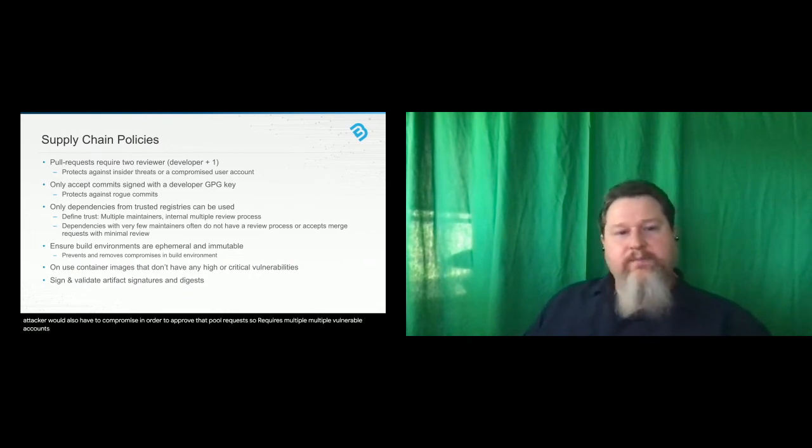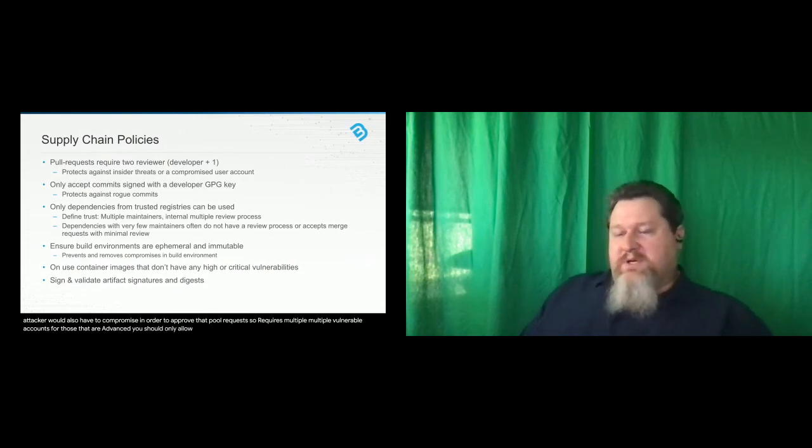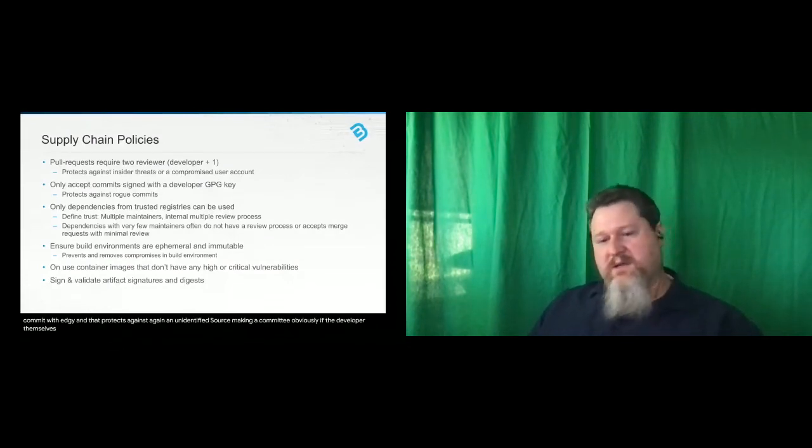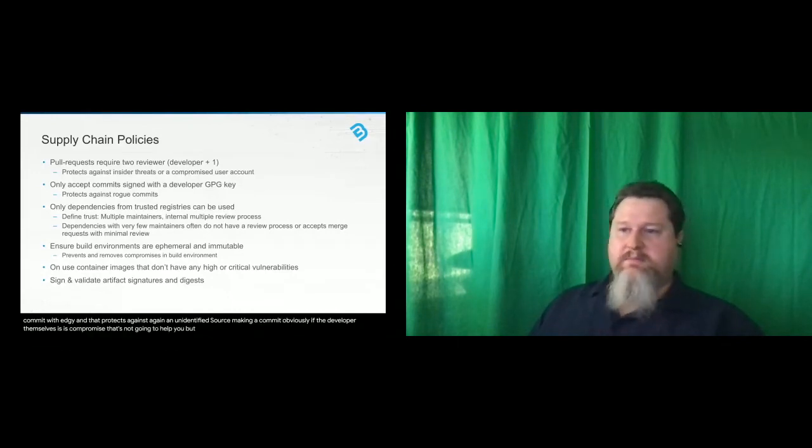vulnerable accounts. For those that are advanced, you should only allow or accept commits from developers that have signed that code commit with a GPG key, and that protects against, again, an unidentified source making a commit. Obviously, if the developer themselves is compromised, that's not going to help you, but you do want to start with that signature early in the process.